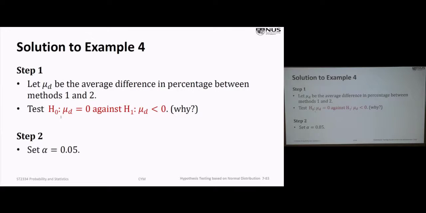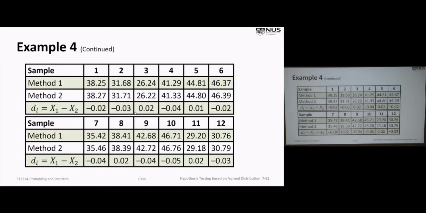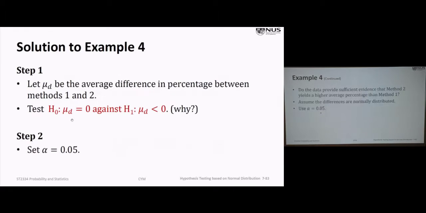Okay, so what is our hypothesis test? Mu d, remember, is the mean of these differences. We want to test the null hypothesis that they're essentially equal, mu d is equal to zero, against the alternative that mu d is less than zero. Why is that? Because these differences are the difference between method one and method two, and I want to work out if method two, on average, is better than method one. That is whether mu d is less than zero, and that's really what I'm interested in. So that's the answer to why this is the alternative.